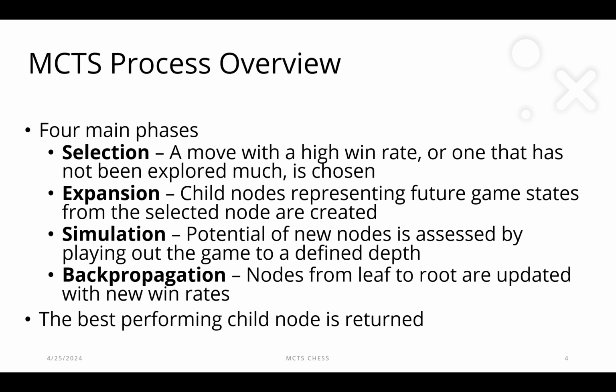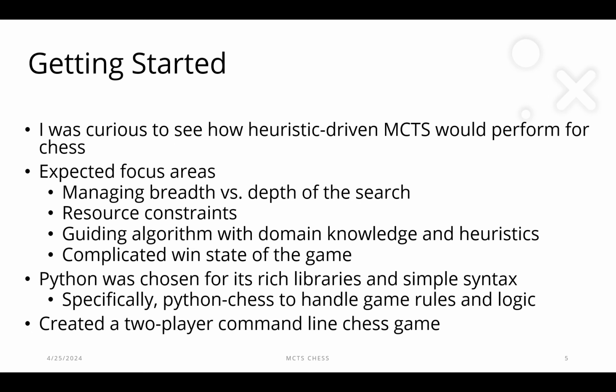It has four main phases of its process. Selection: a move with a high win rate, so one that is known to be good, or one that has not been explored much, is chosen. Expansion: child nodes representing future game states from the selected node are created. Simulation: the potential of new nodes is assessed by playing out the game to a predefined depth. And backpropagation: the results of the simulation are backpropagated from the leaf to the root of the tree. Ultimately, the best performing child node is returned.